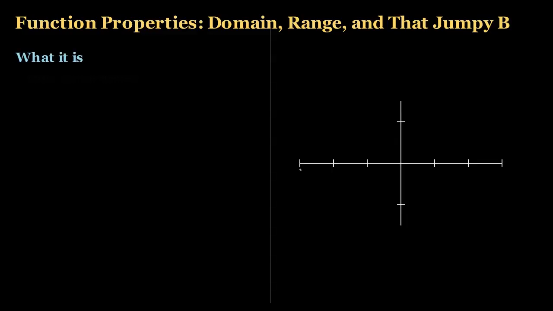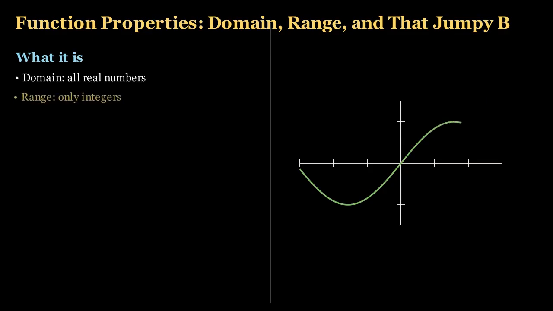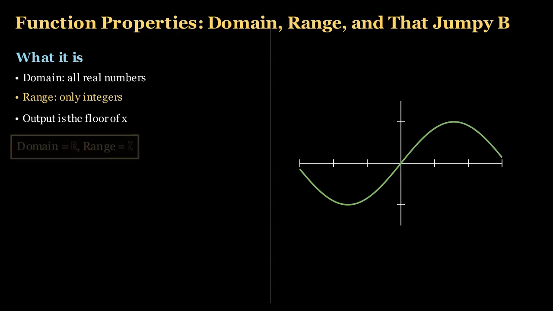Every function has a domain, the set of inputs it accepts, and a range, the set of outputs it can produce. For the greatest integer function, written with those special floor brackets, you can plug in any real number you like: 2, 3.7, negative pi, 0. So the domain is all real numbers.